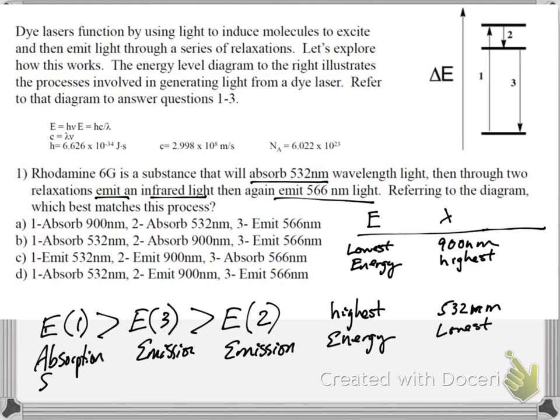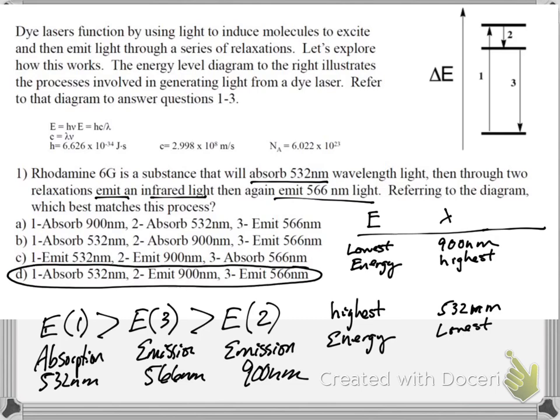Based on this energy ordering, we would put E1 at 532 nanometers. This would be the lowest wavelength, highest energy. E3 would be the intermediate, 566, and then the highest wavelength, lowest energy would be 900 nanometers. That would correspond to answer D.